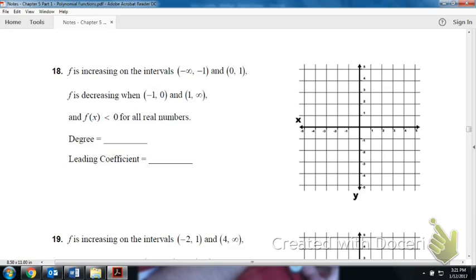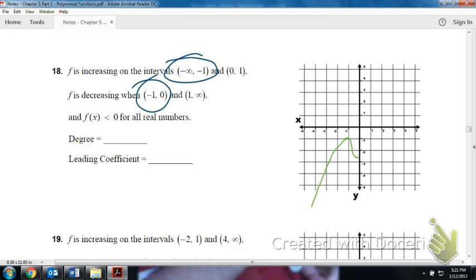So this one is increasing from negative infinity to negative 1. Negative infinity to negative 1, we're going to go up. And then at negative 1, it's going to turn around. Negative 1 to 0, it's going to go down.